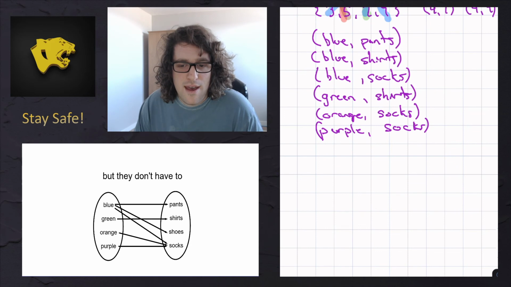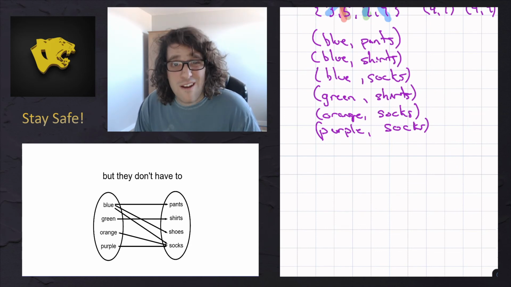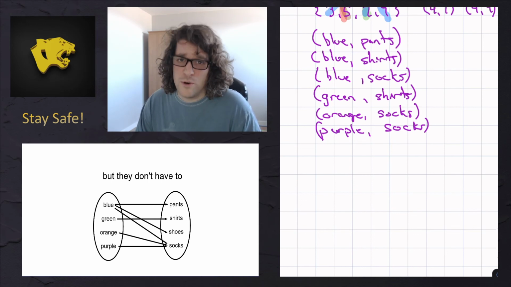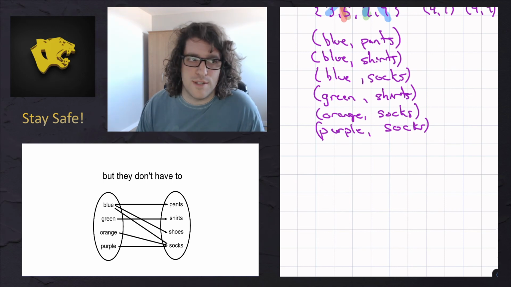Now that is our list of ordered pairs for this particular relation that we're looking at. Again, it's words. It doesn't matter. You could have one of these sets be words, one be numbers, and that would be okay too.